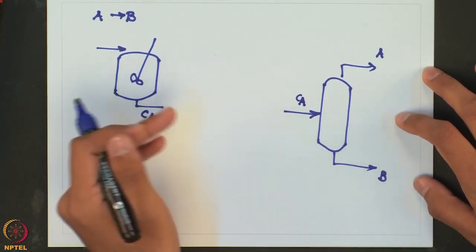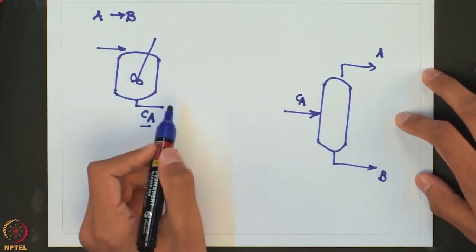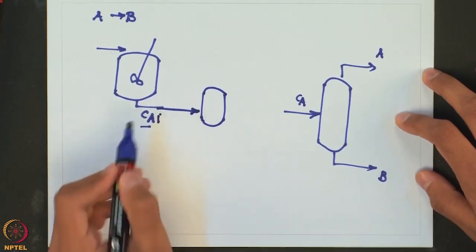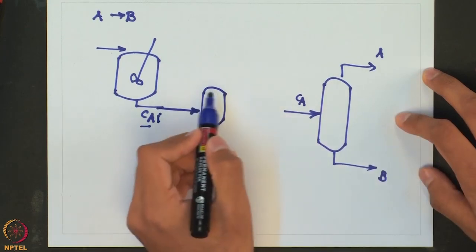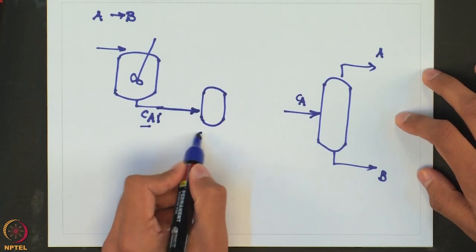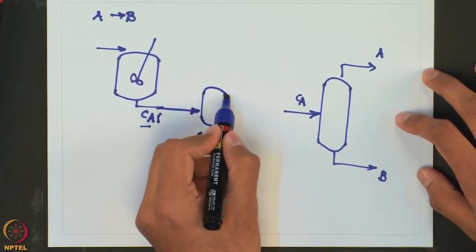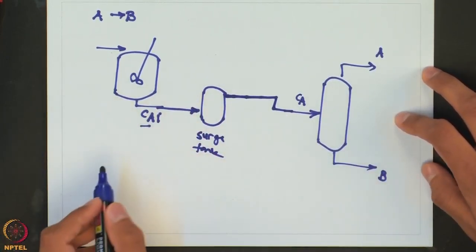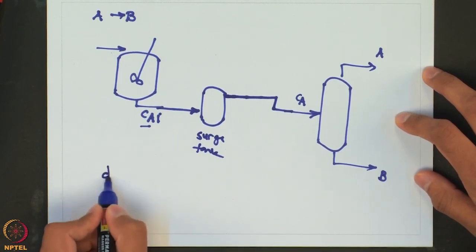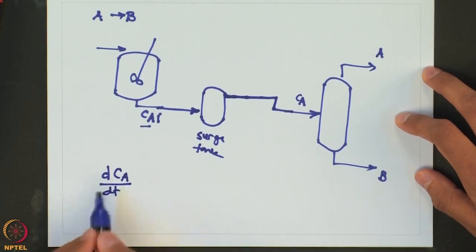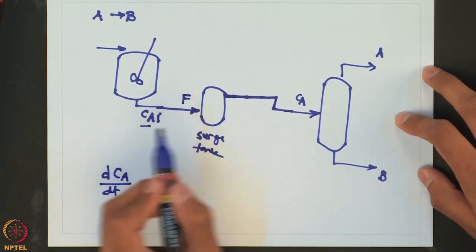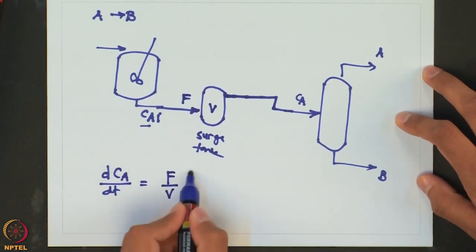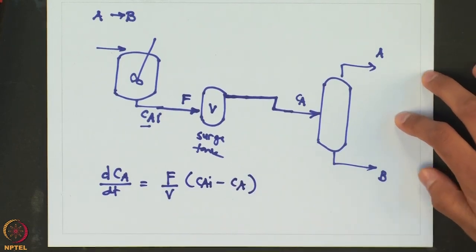In order to avoid that and decouple this reactor as well as the distillation column, simple surge tanks were introduced. So a surge tank is nothing but a simple tank which will act as a mixer. So the output coming from the reactor, let us call it C_AI, will go to this surge tank, and it will mix with whatever amount was present earlier in the surge tank, and you will take the mixed material out of it and pass it to the distillation column. So it is nothing but a simple mixer, and if you try to write down the dynamics for this, what you would get is the way this concentration changes, dC_A over dt, and let us say this is flow rate F, volume V, which we are assuming to be constant. What we will get is a first order system.